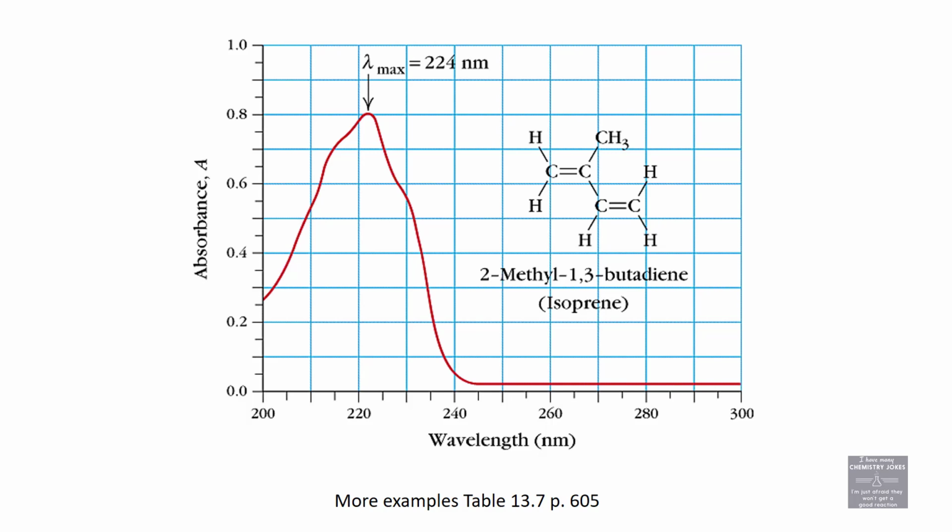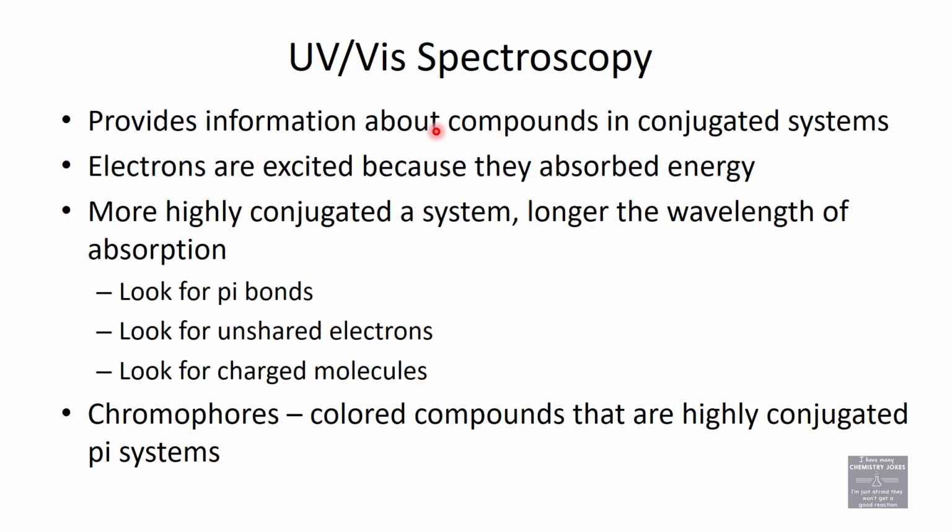Okay, here's 2-methyl-1,3-butadiene, that's that molecule. The lambda max for that molecule is 224 nanometers. UV visible spectroscopy measures the lambda max. It measures the wavelength of light needed to promote electrons from the HOMO to the LUMO in any given compound. Well, UV spectroscopy is used to measure those lambda max values.